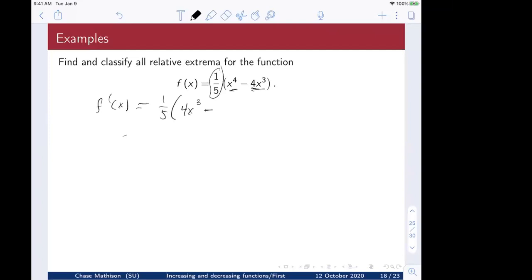12 minus 12x squared. Excellent. All right, that's the derivative. I'm going to factor it because we're going to set it equal to 0. Each of these has a 4x squared in common, right? So I'm going to get 1/5 times 4x squared. When I factor 4x squared out of here, I'm just left with x. When I factor 4x squared out of here, I'm just left with minus 3.